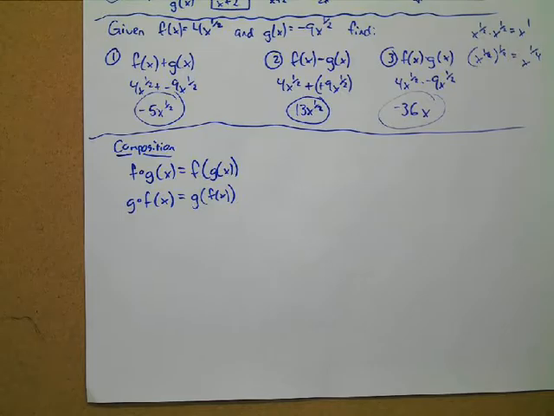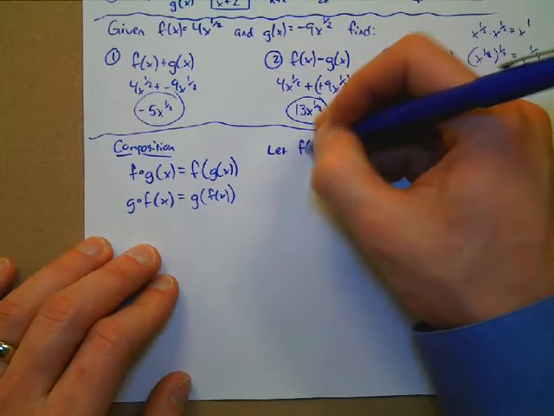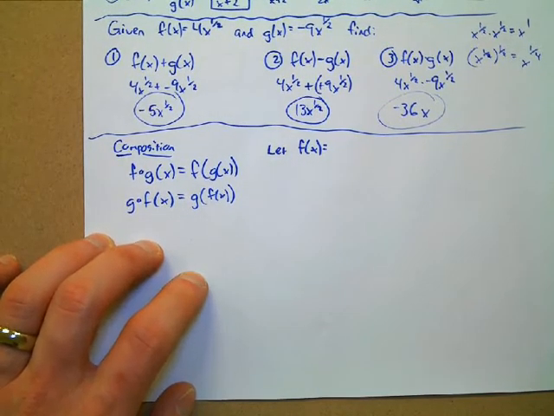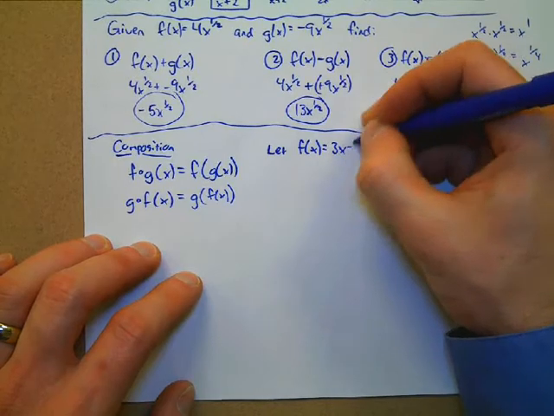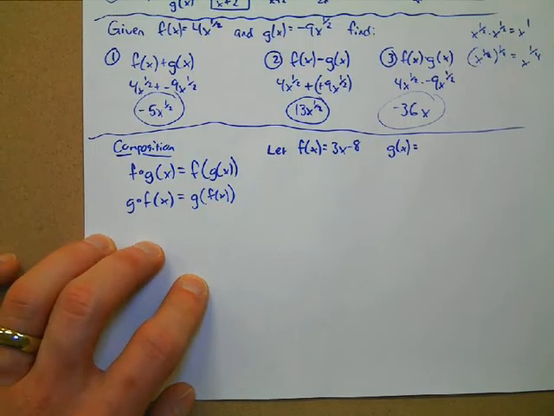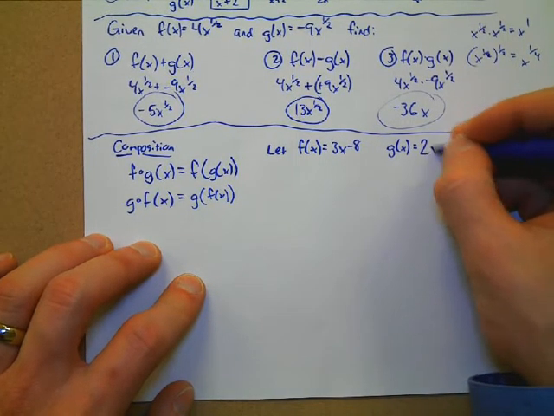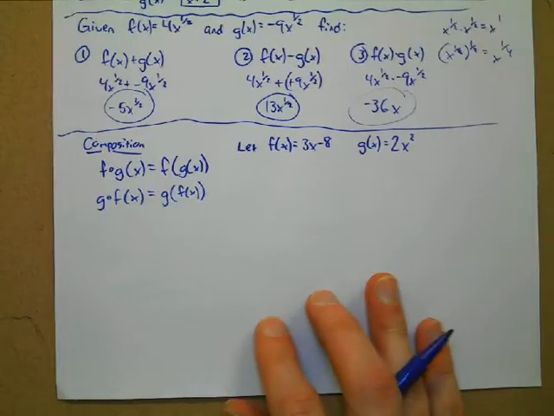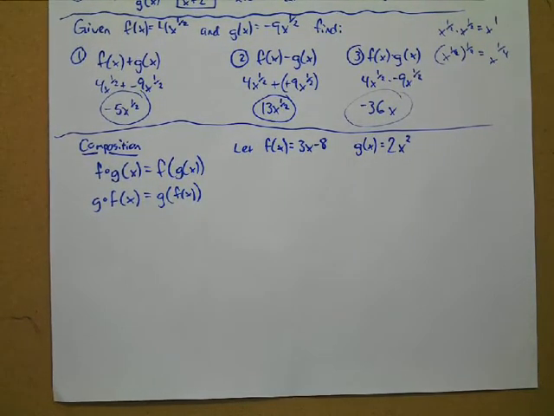So that's what some of these symbols are going to mean. But what does it actually look like when we do one? What actually happens? Well, let's start with some examples here. Let f of x, for our example, be equal to 3x minus 8, and let g of x equal 2x squared. And let's find f of g of x.